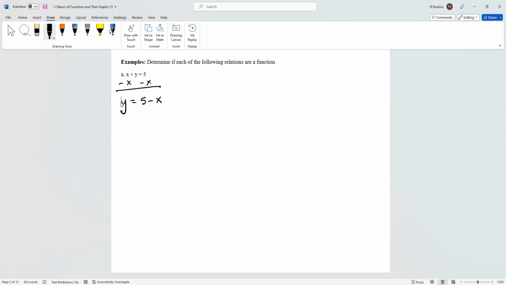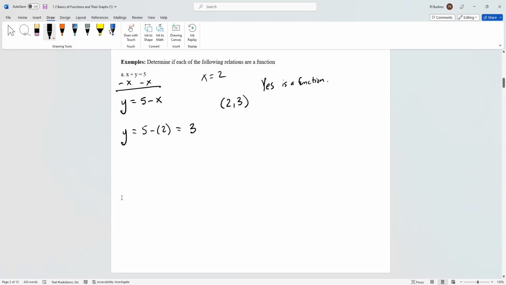Now you should recognize that as a line eventually, and we'll go ahead and plot it here in a second. But let's plug in a value of x and see if it returns one or more values of y. So pick any value of x. Let's say x equals 2. So we'll plug that in. So y equals 5 minus 2. And that's just going to give me back 3. So that's a single value. And if we want, we could write that as an ordered pair, (2, 3). So I'm going to say, yes, this is a function.